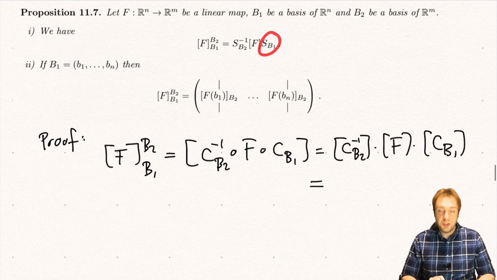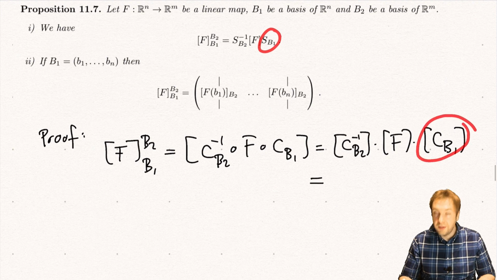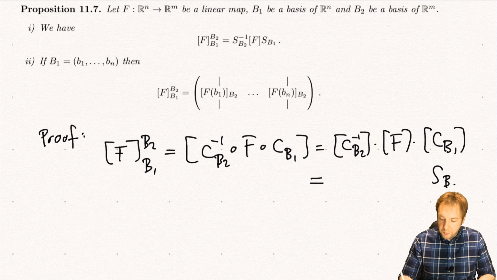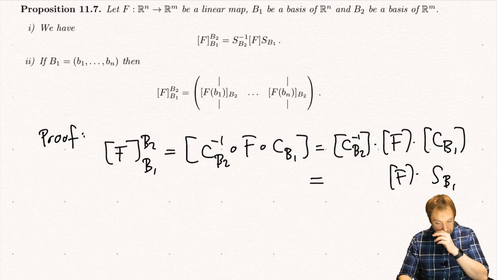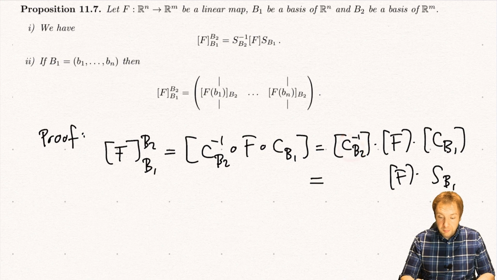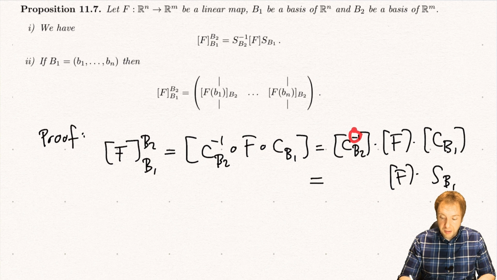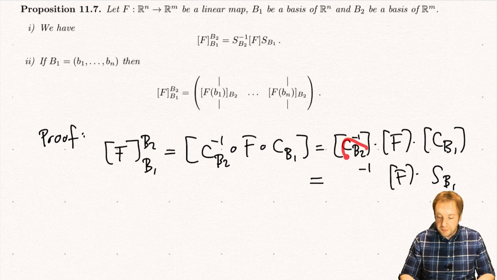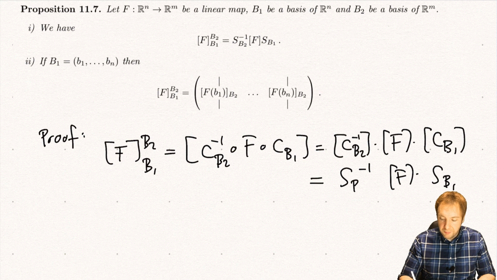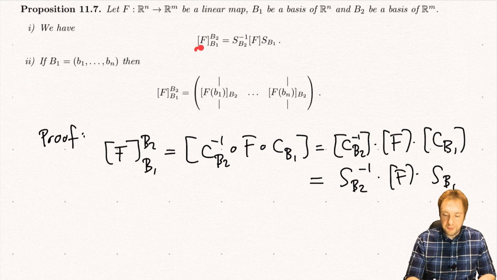But this change of basis matrix was exactly defined as the matrix of the coordinate map. So this here is exactly SB1, where this here is just the matrix of F, and this here is the matrix of the inverse of the coordinate map. But here we also learned that if I take the matrix of an inverse of a linear map, I can put this inverse outside, meaning I can consider the inverse of the matrix of this guy here, and this is exactly SB2. So this is the inverse of SB2. And this is exactly the first statement.